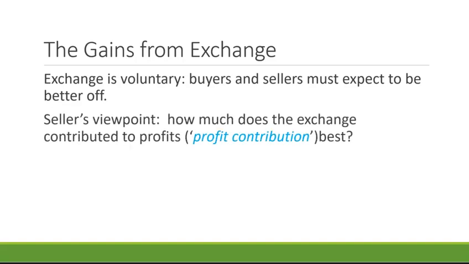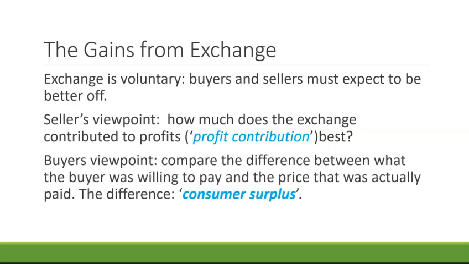Now, we've been looking at things from the point of view of the seller, and we've been focusing on profit maximization, and in particular the concept of profit contribution, the difference between price and marginal cost. From the buyer's viewpoint, what we need to do is to compare what the buyer would have been willing to pay, the maximum amount that the buyer would have paid, with the price that the buyer actually had to pay. The difference is called consumer surplus.